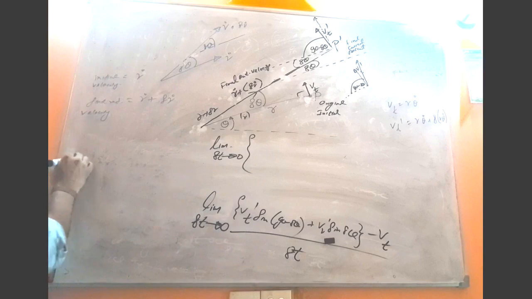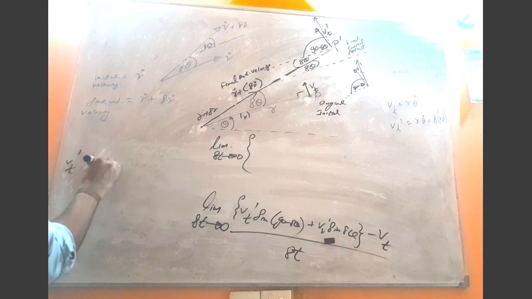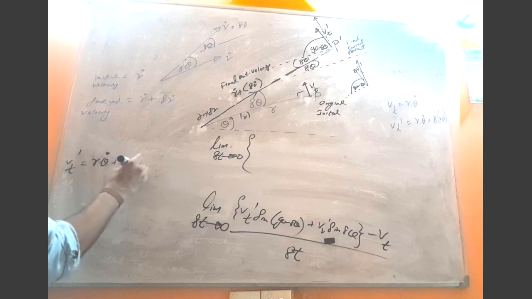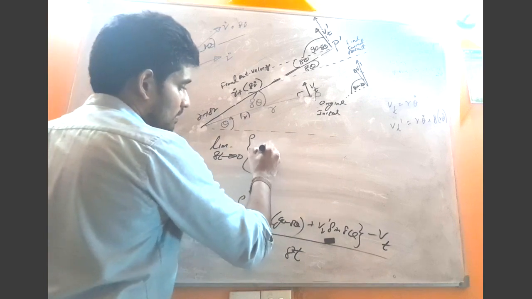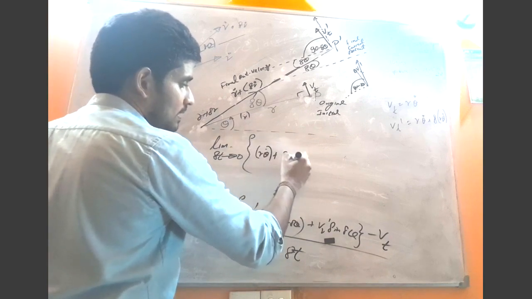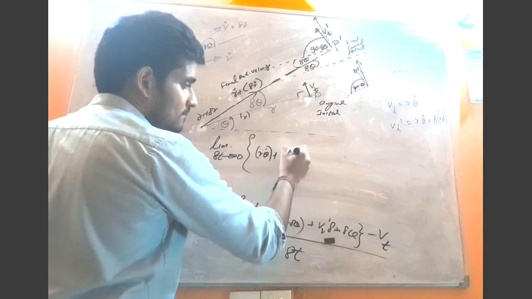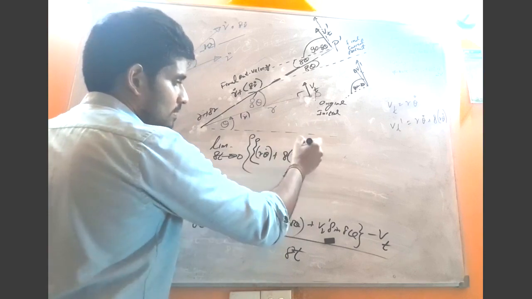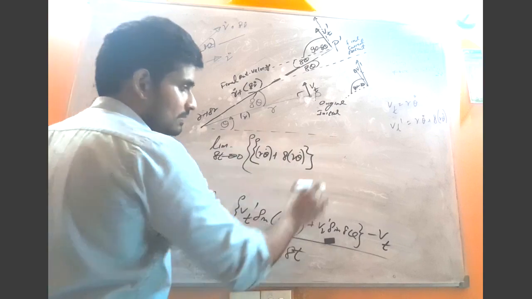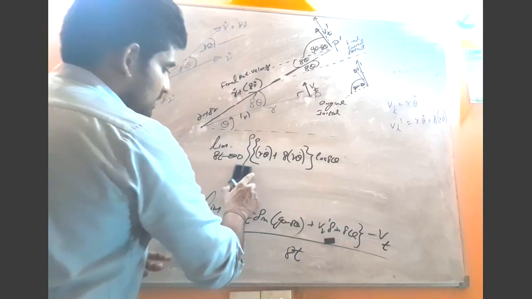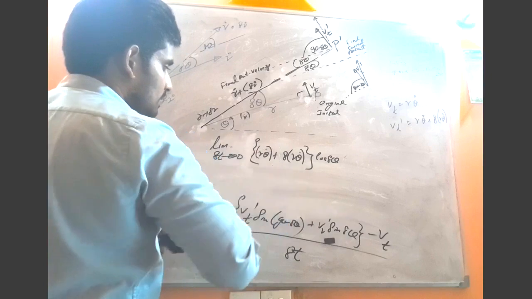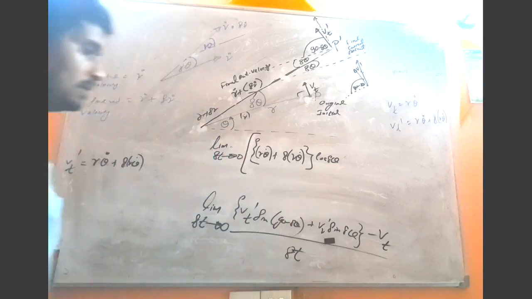Now what is Vt dash? What is the new tangential velocity? So that will be r theta dot plus delta r theta dot, okay, r theta dot plus delta r theta dot, okay, times sine 90 minus delta theta, which will be cos delta theta. Okay, I will change the type of the bracket here, right? Okay, so this part is okay.